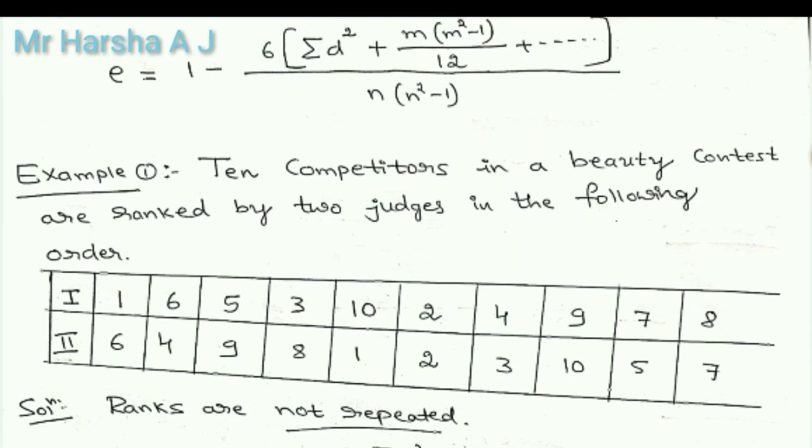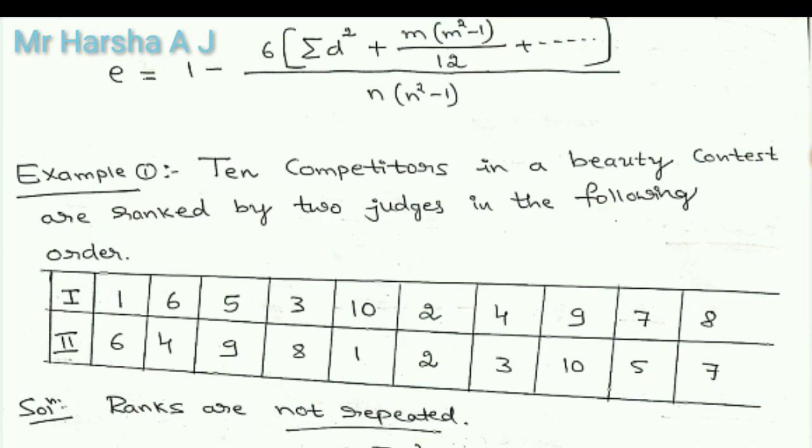See, the first judge has given the first participant first rank, the second participant sixth rank, and so on. See, the second judge gave the first performer sixth rank, and the second performer fourth rank. That is his taste, and we don't have any right to question it, but anyway, we'll try to find the rank correlation for this.